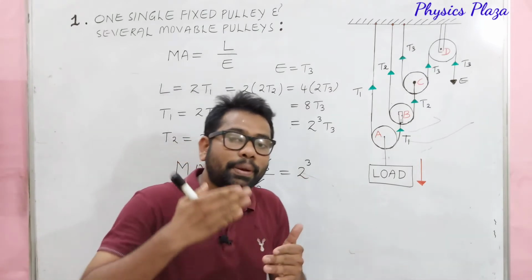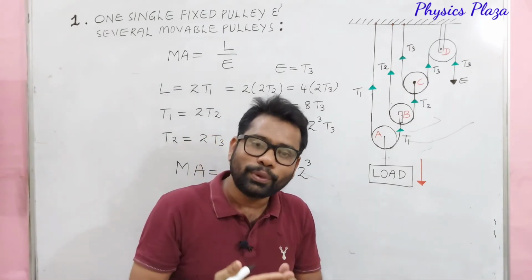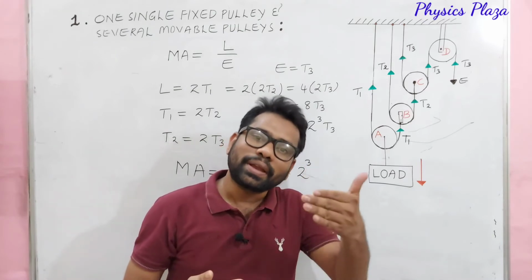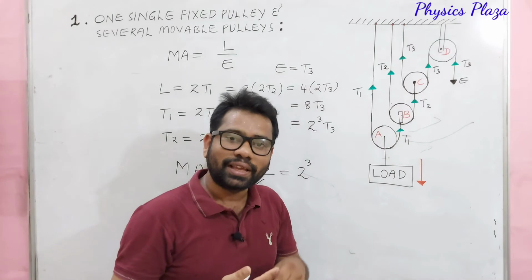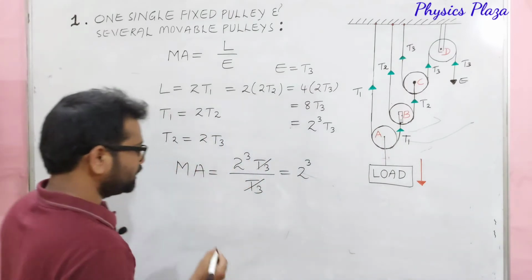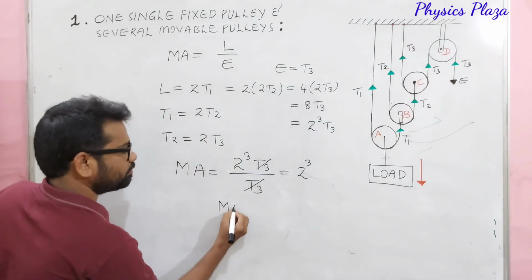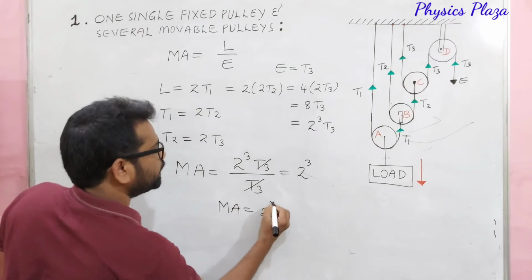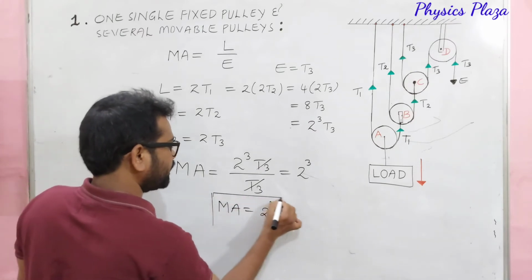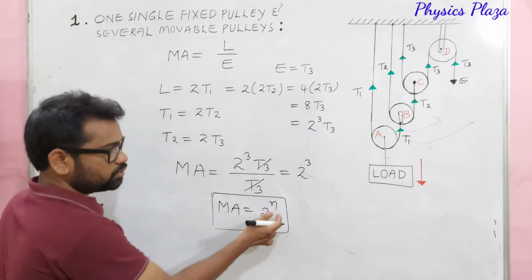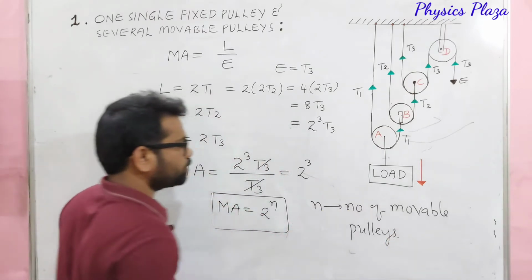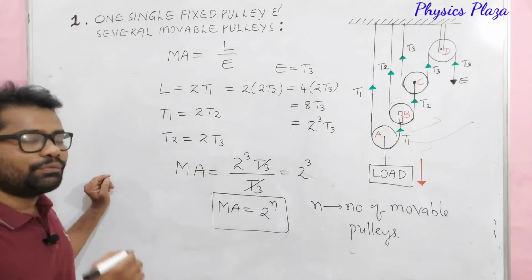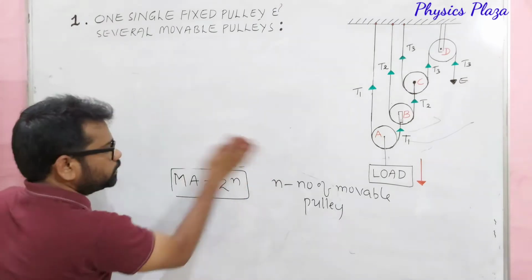Which means, by increasing the number of mobile pulleys, we can increase the mechanical advantage. Like the picture, if n number of mobile pulleys are there, then what is the mechanical advantage? Mechanical advantage is equal to 2 power n. Children, this is the mechanical advantage of this system. Here n is the number of mobile pulleys. Just copy this, then we will calculate the velocity ratio of the system.